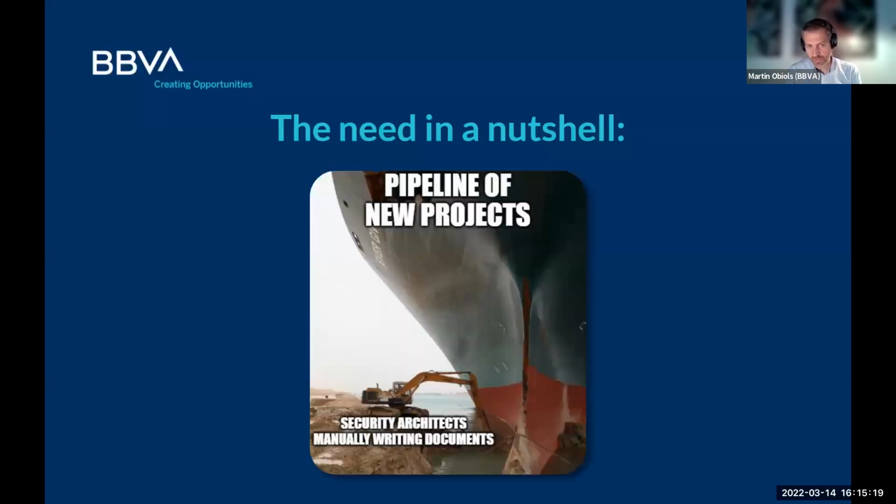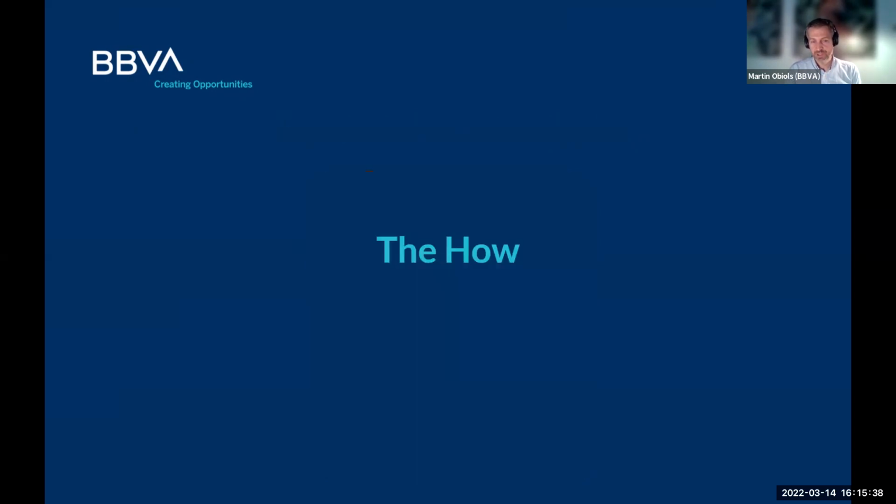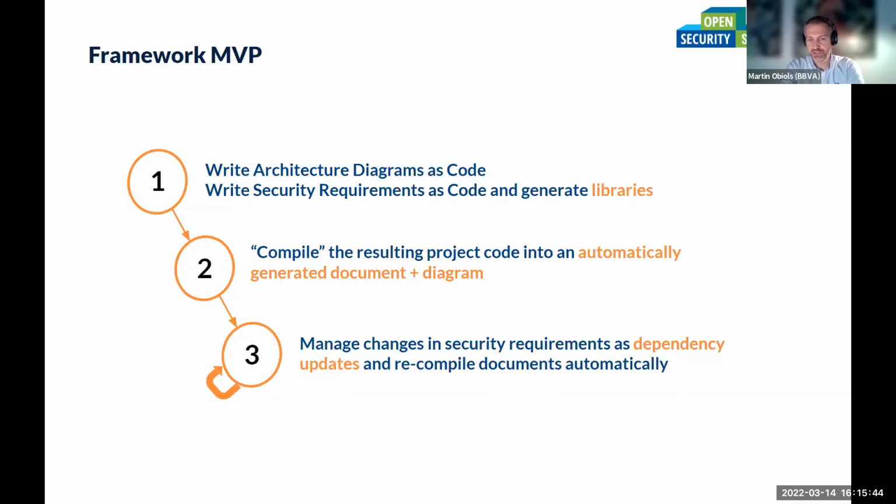Okay. In a nutshell, we are trying to accomplish this. A pipeline project is too big to scale, so we are trying to help security architects who are manually writing these security requirements documents and drawing diagrams and things like that. Okay. So how do we, or better said, how did we do that or attempt to do that?